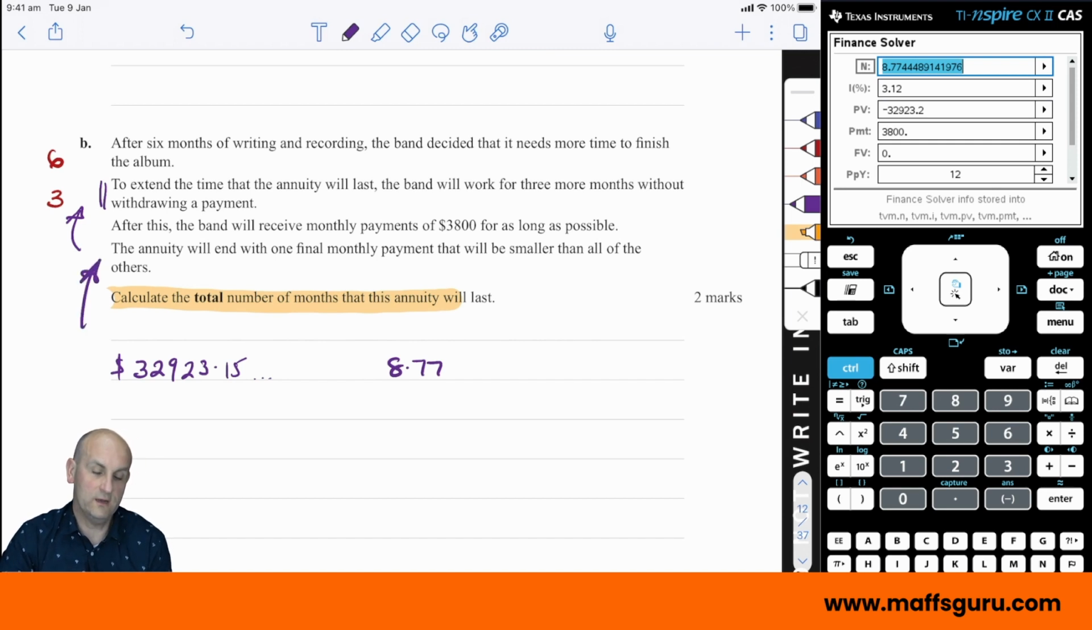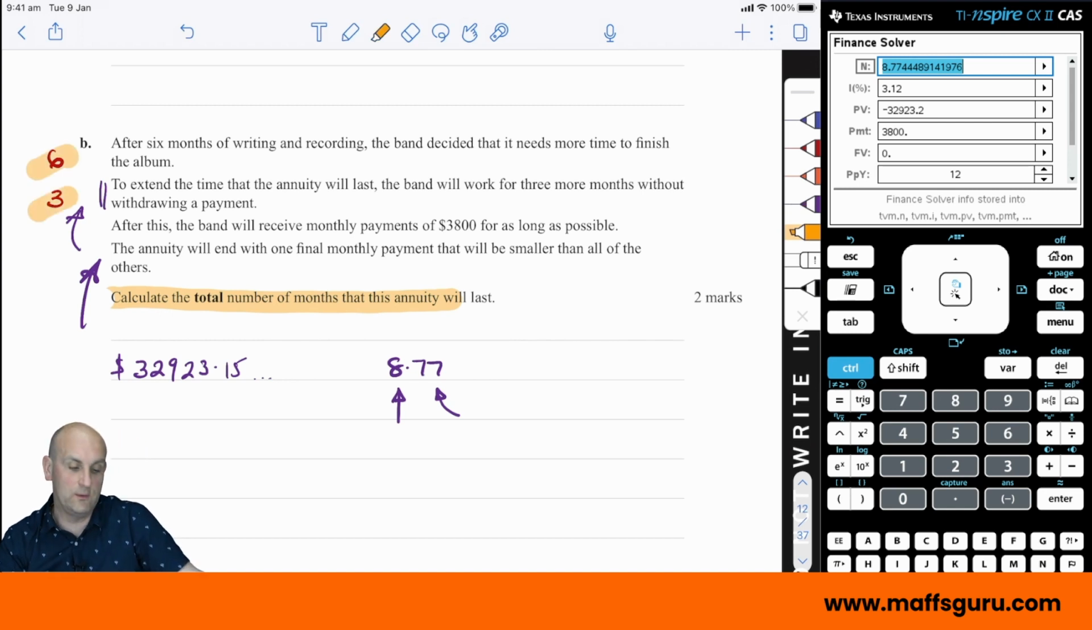So they're going to receive a smaller payment at the end. So the number of payments after the change is going to be 8 full payments. The smaller payment is the 9th, which we then have to add on to the 6 and the 3. So we had those original 6 payments, 3 where we didn't withdraw, because they want to know the total number of months the annuity will last: 8 full payments, 1 small payment, 6, 7, 8, 9, 10, up to 18. So the total would be 18.